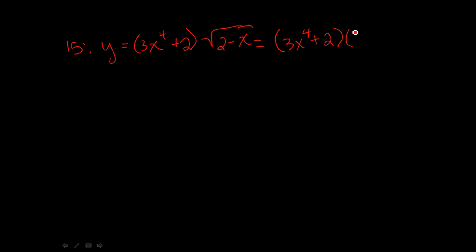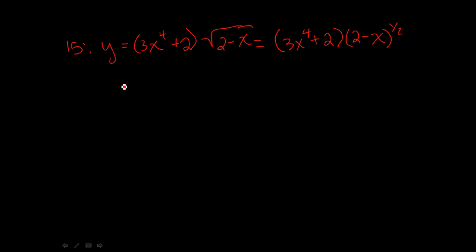So if we go to number 15, let's say that we use y equals 3x to the 4th plus 2 times the square root of 2 minus x. Okay, so here, if I rewrite this just for simplicity, we're going to have 3x to the 4th plus 2 times 2 minus x to the 1/2 power. So you see that we have the product rule because we have two things being multiplied, plus we also have the chain rule because that 1/2 is outside of all of this stuff in here.